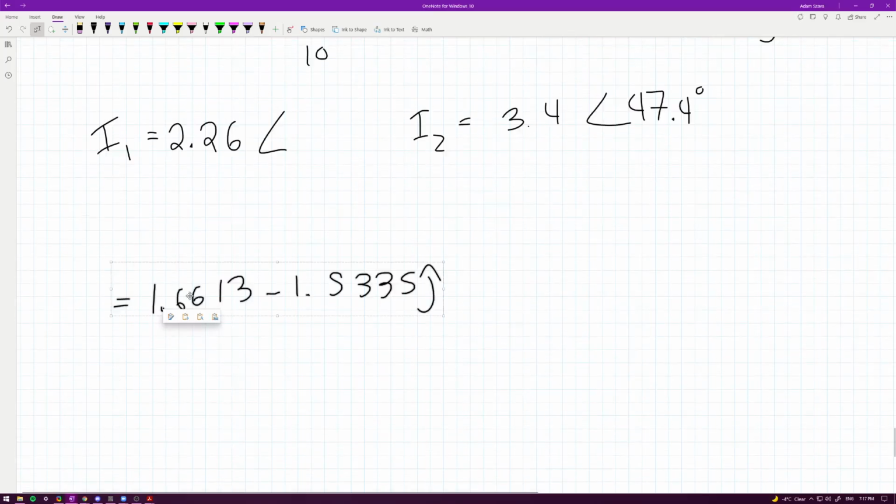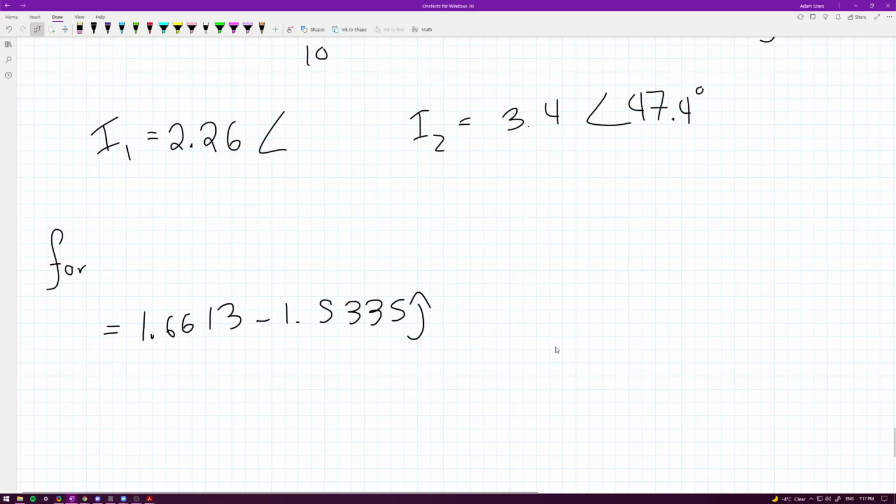So to find the angle of this, well, we want to draw it first, right? So the x component's positive, the y component's negative, right? So actually then just typing in tan inverse is going to give you the right answer. Yeah, I thought that was more complicated for a second. No, just tan inverse of it is going to give you exactly the right thing. Negative 1.5335 over 1.6613 gives me negative 42.7 degrees, and that's fine.